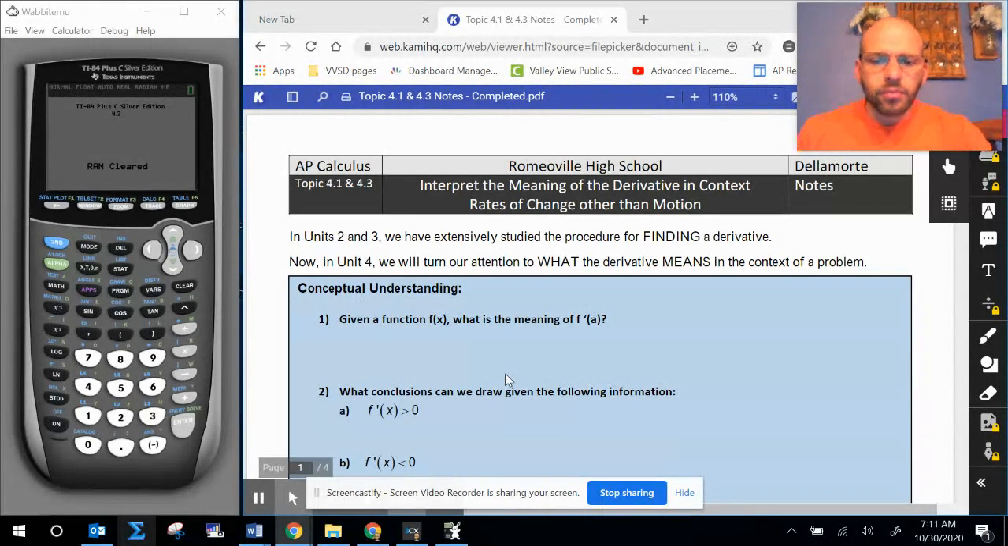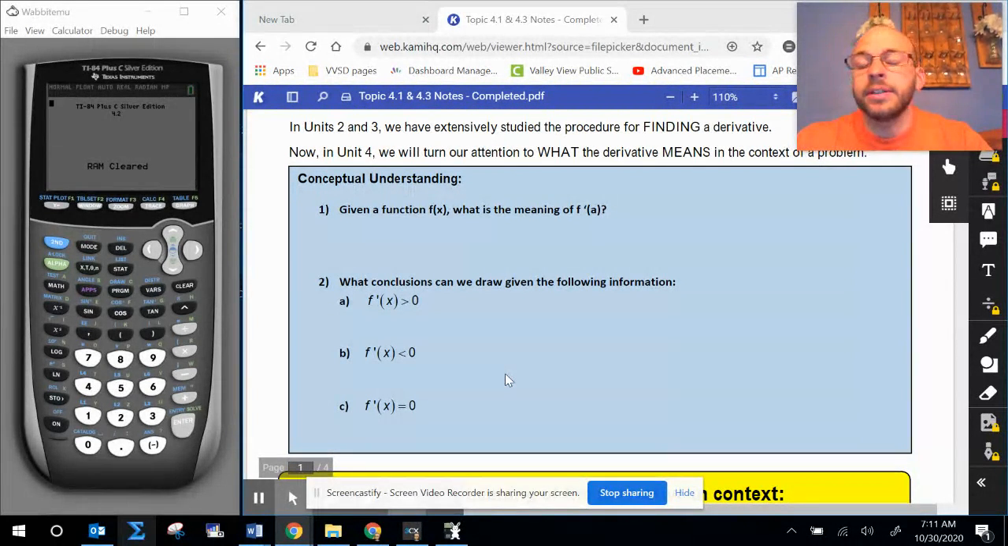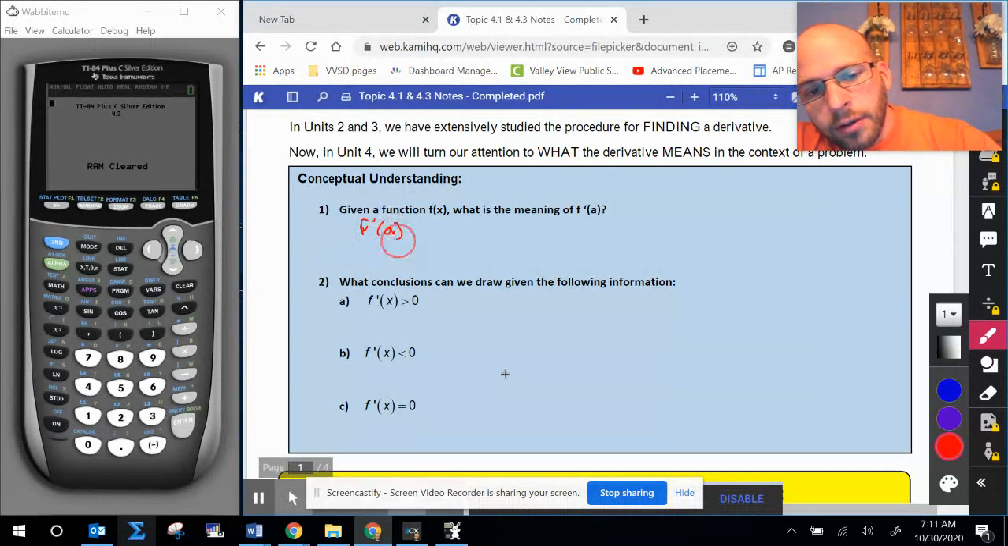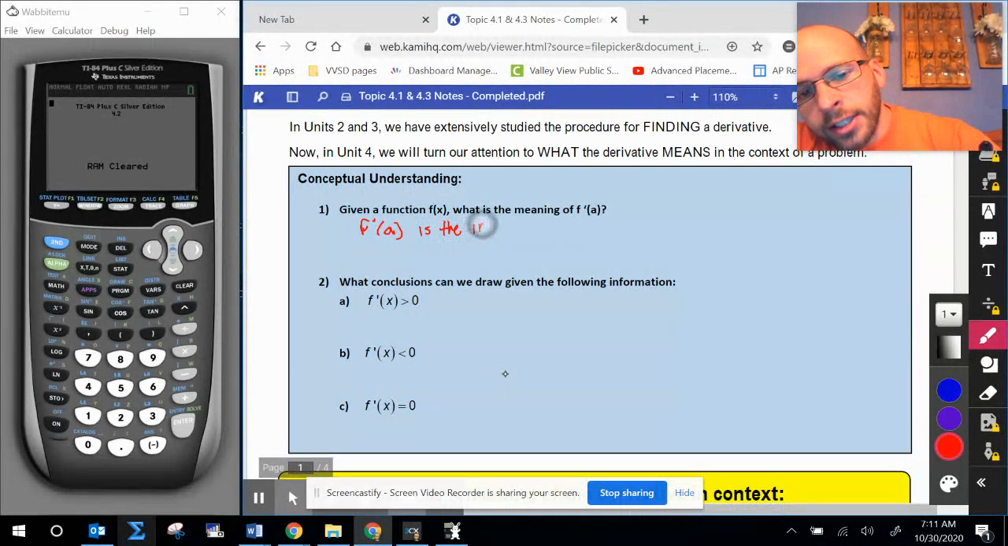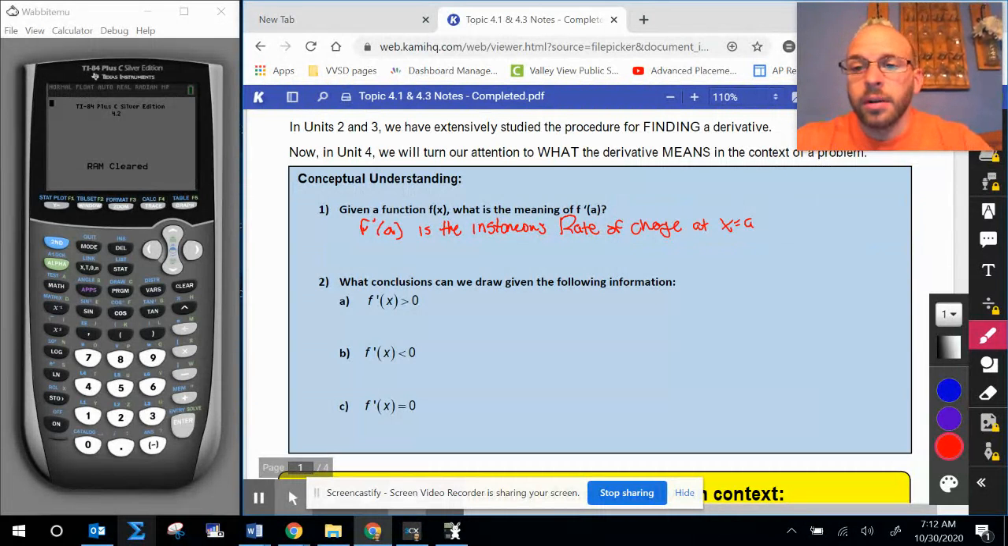So what we want to talk about real quick, in this blue box, is what it means to have the derivative. What is the meaning of f prime of a? I want you to recall that f prime of a is the instantaneous rate of change at x equals a. Another, less fancy, book word for instantaneous rate of change is slope. I'm finding the slope at a point.